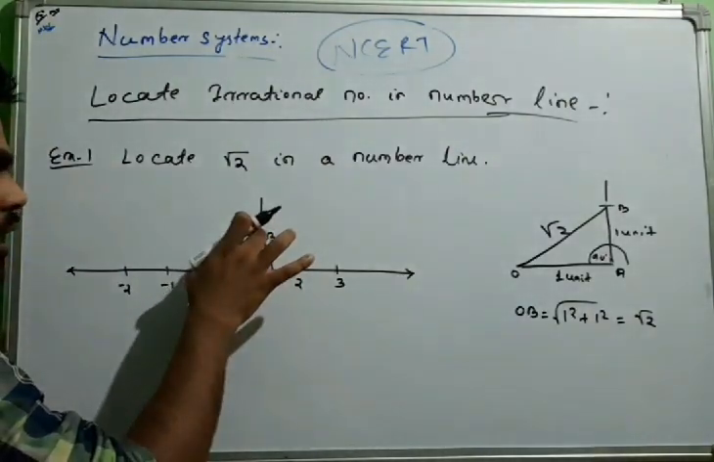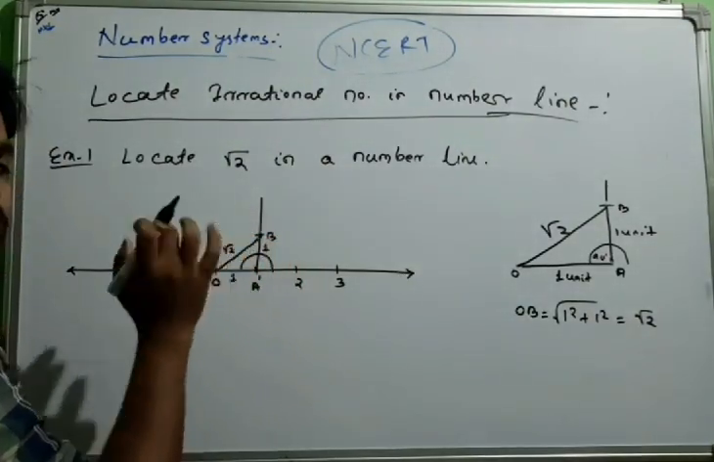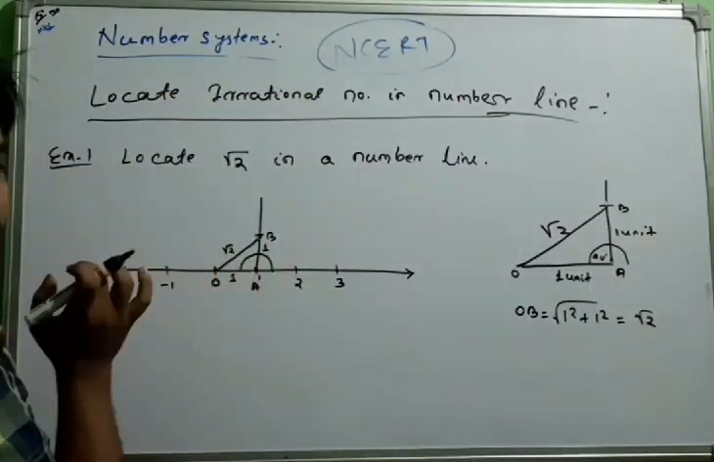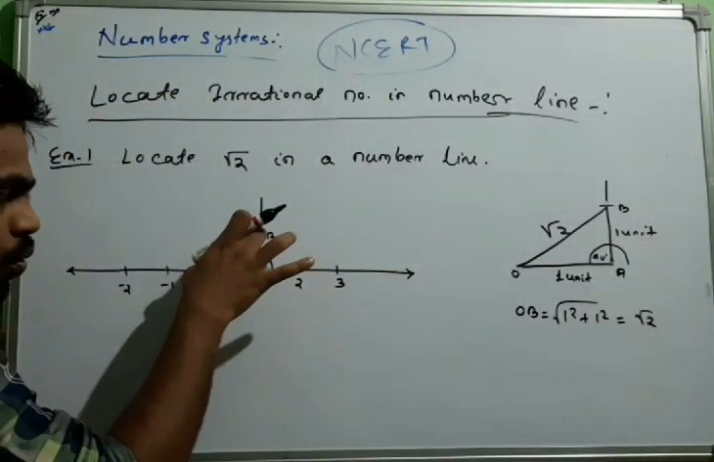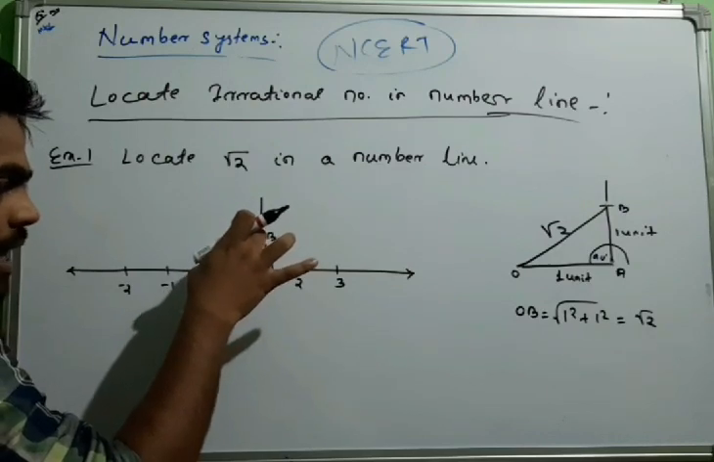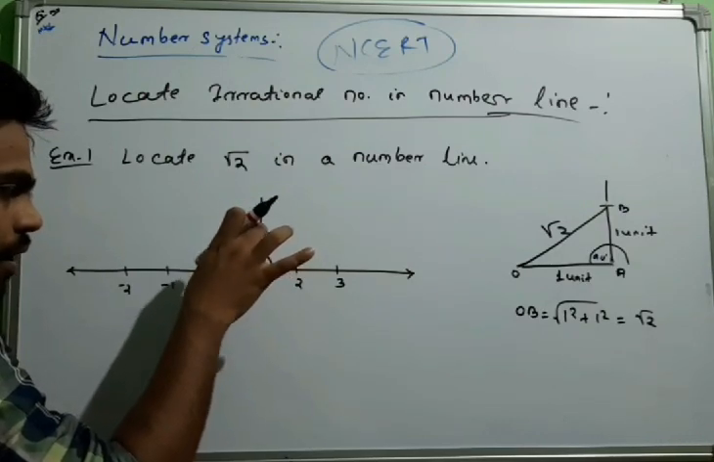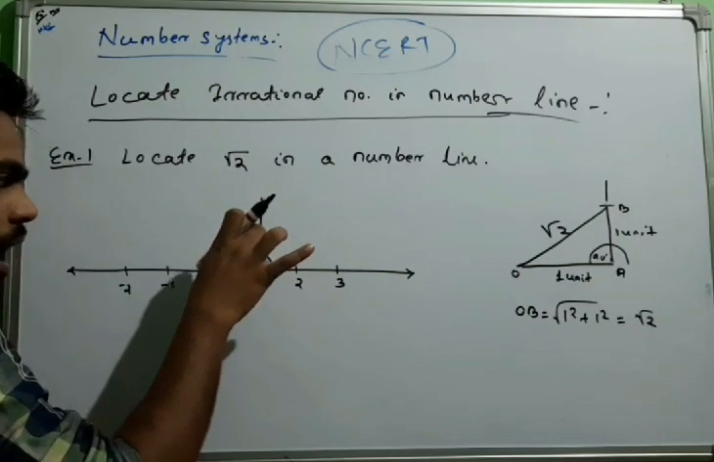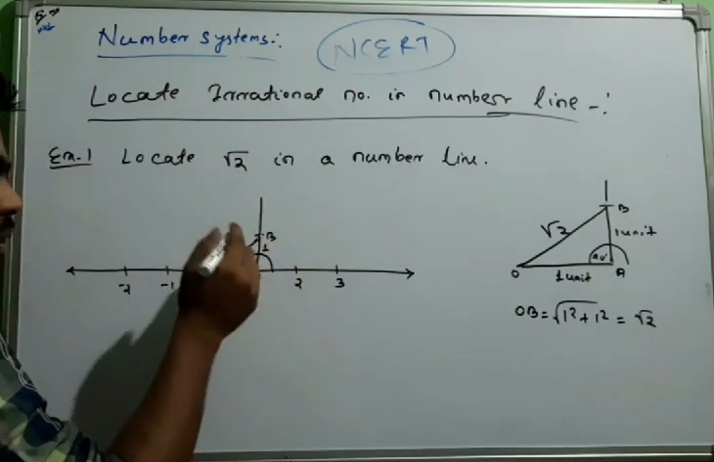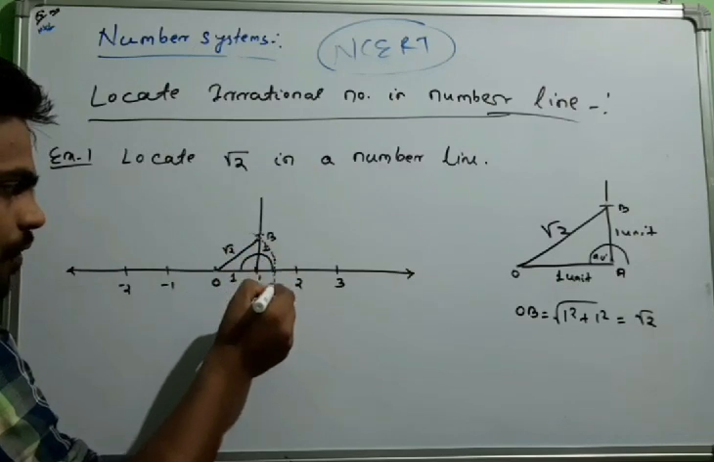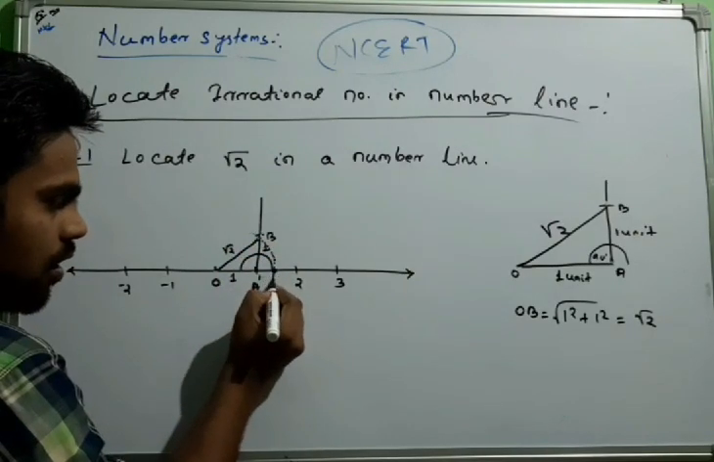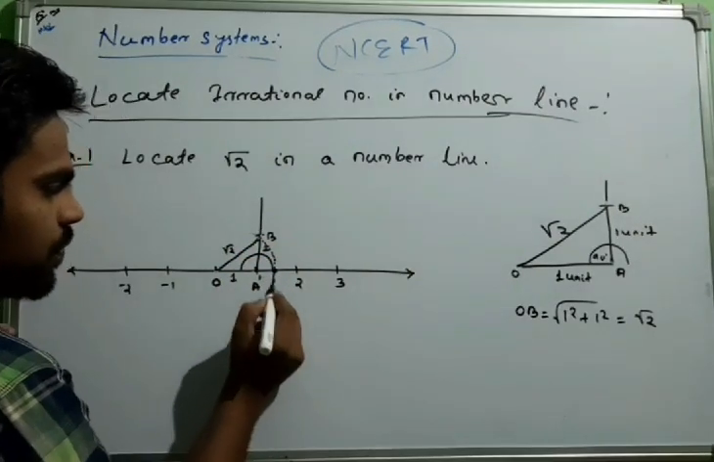Take OB as a radius, because you want root 2. You want to locate root 2 on the number line. So you have to take your compass and measure root 2 like this, take it as a radius, point here at O as a center, and make a circle like this. So you will get the point here. This point is root 2.